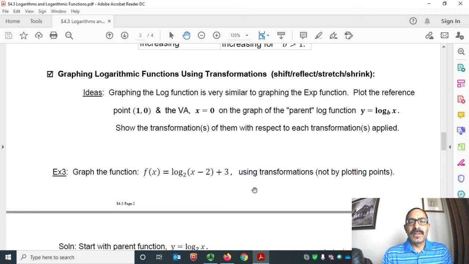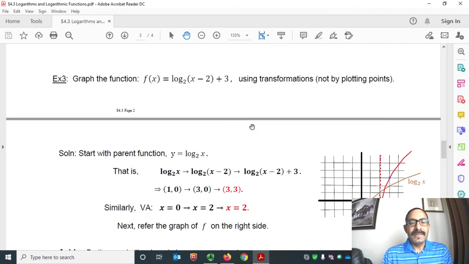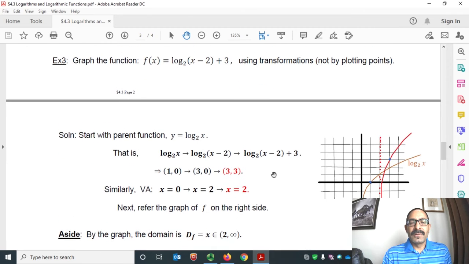So now let's do example 3. Graph the logarithmic function log base 2 of (x minus 2), plus 3, using transformations. Again, let's begin the solution. Start with the parent function. Here the parent function is log x to the base 2, and in the next transformation we subtract 2 on the x coordinate. That means shift right, and then add 3 on the y values. That means shift upwards 3 units.